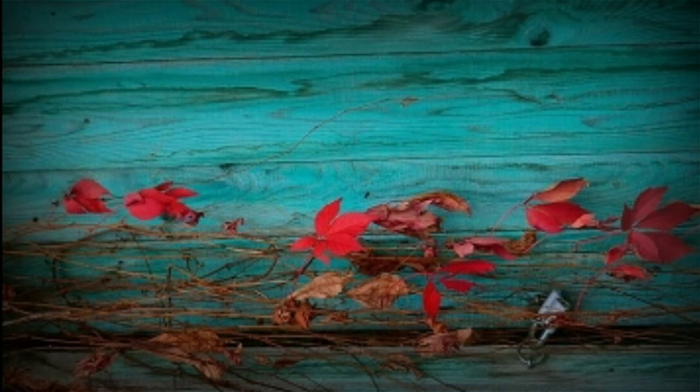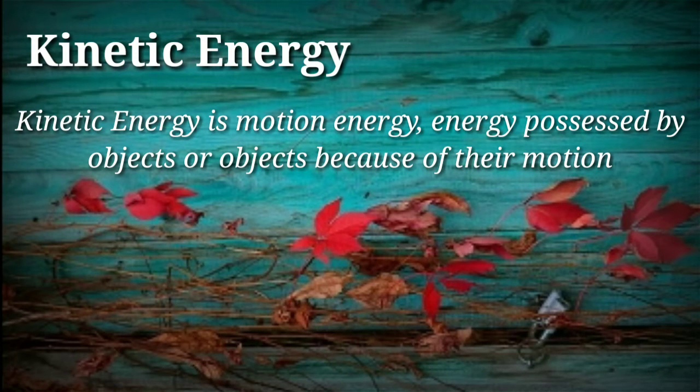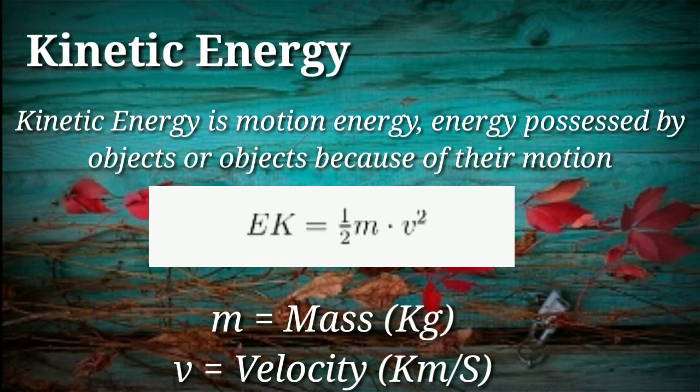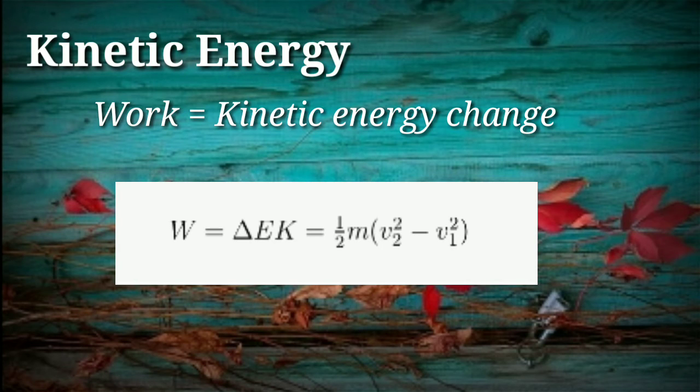The first kind of energy, kinetic energy. Kinetic energy is an energy possessed by an object because of its motion. Kinetic energy is from the Greek word kinetikos, which means to move. So you certainly know that if every object moves, then the object has kinetic energy. Kinetic energy can be notated as 1/2 mass times velocity squared. Work is equal to the kinetic energy change, which can be notated as 1/2 mass times v2 squared minus v1 squared.